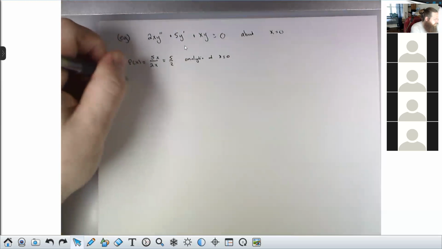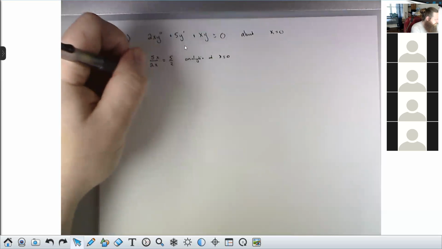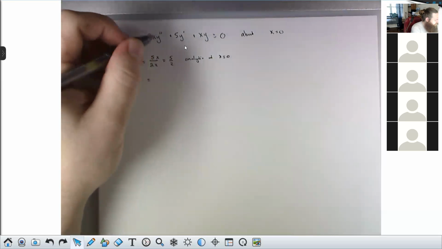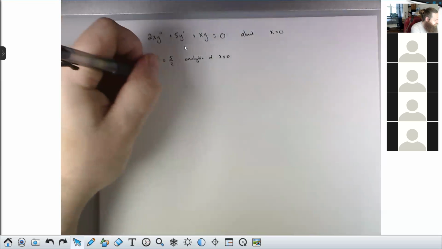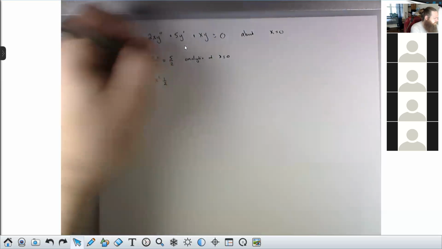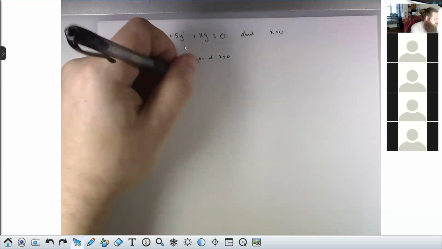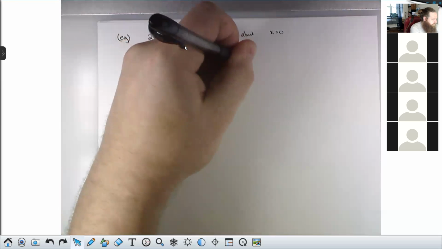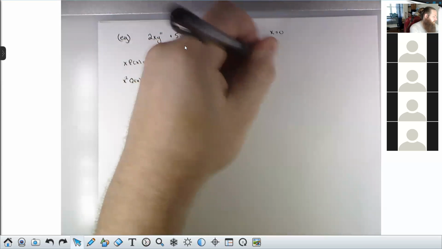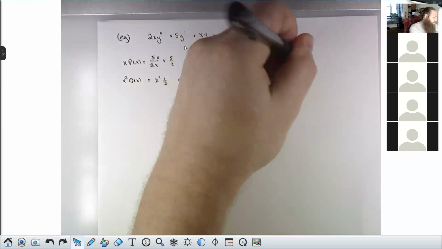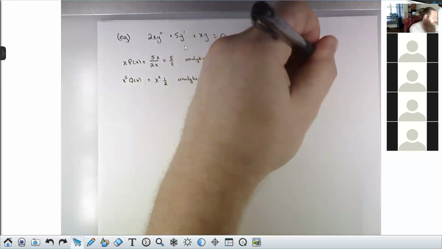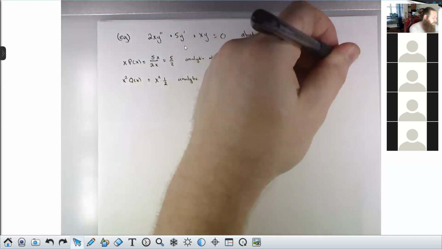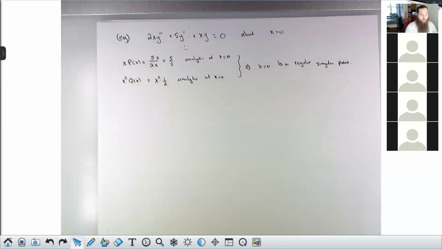And x squared Q of x, so Q of x itself is just 1/2. So this is x squared times 1/2, which is also analytic at x equals 0. So x equals 0 is a regular singular point. It's a singular point, of course, because P of x on its own is 5 over 2x, which has a pole of order 1 at x equals 0.